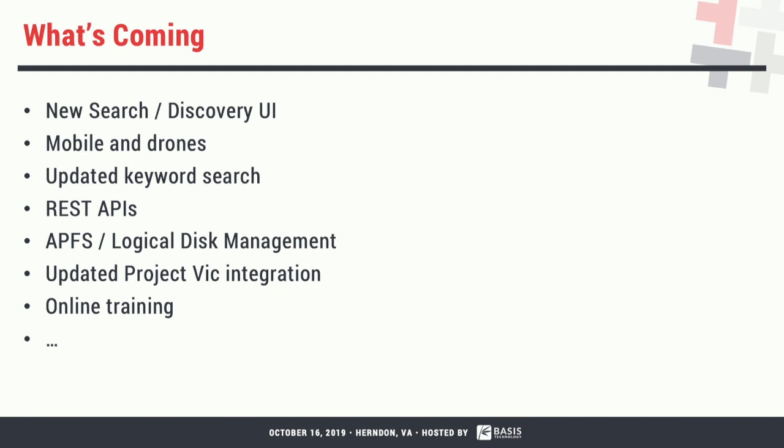Focusing on keyword search, that's currently our bottleneck in the whole process. So we're looking at improving the performance of our Solr integration. As mentioned before, REST APIs are coming. APFS, we talked about last year.